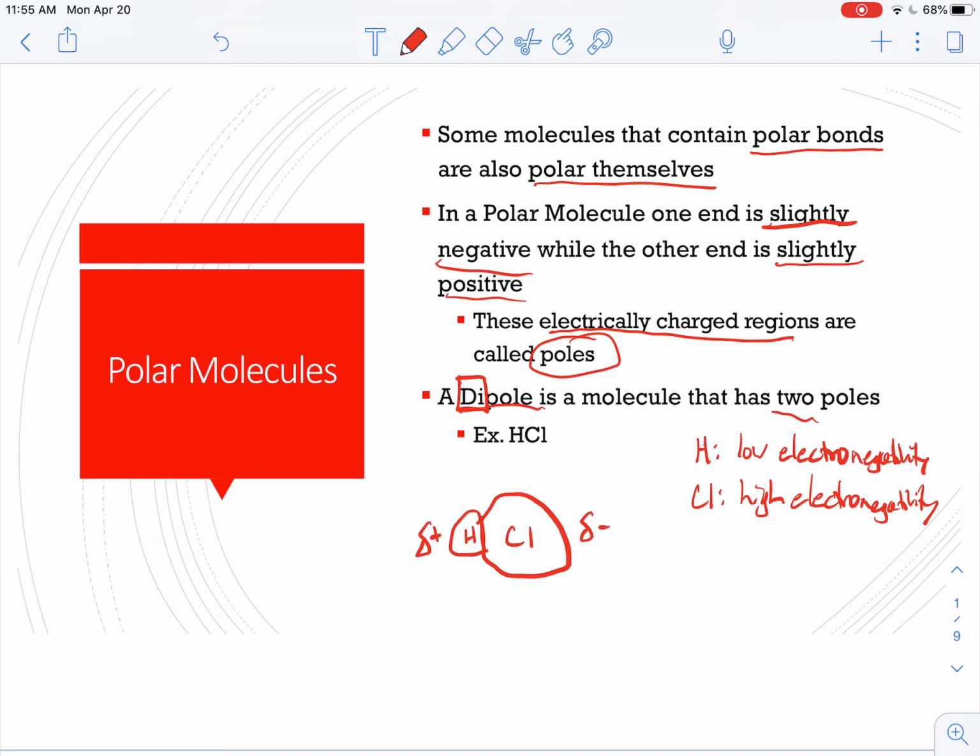It's going to have a slightly positive end, or our positive pole is going to be by our hydrogen, whereas our negative pole is going to be the side of the chlorine. So all we're doing is applying this idea of a polar bond to now having a polar molecule as a whole.